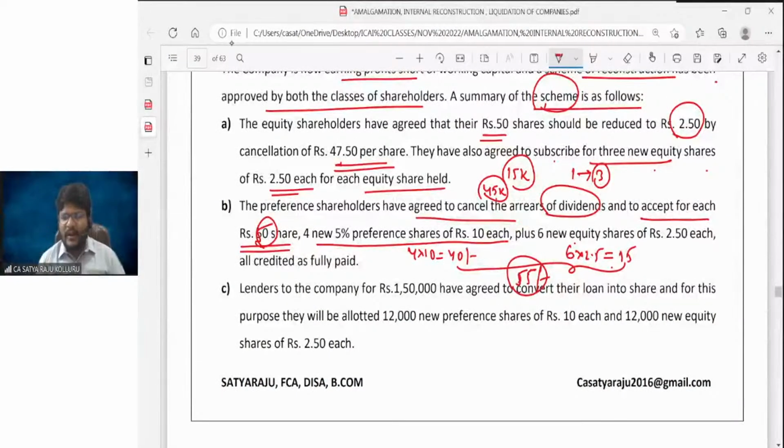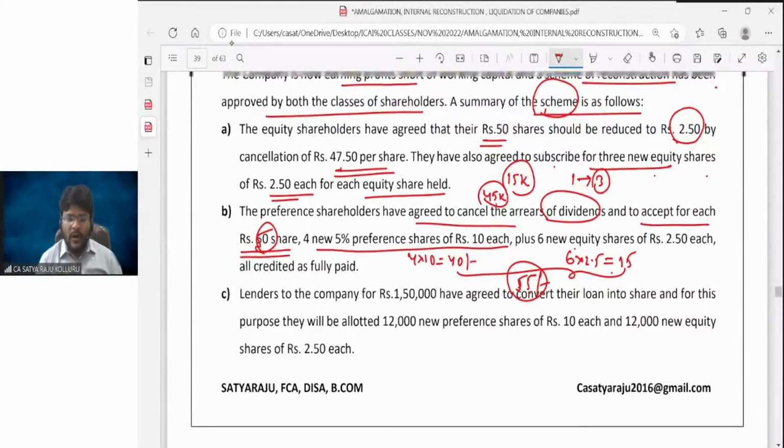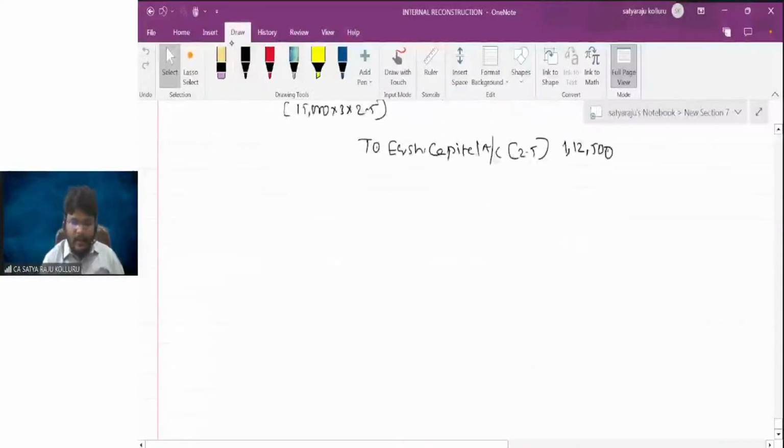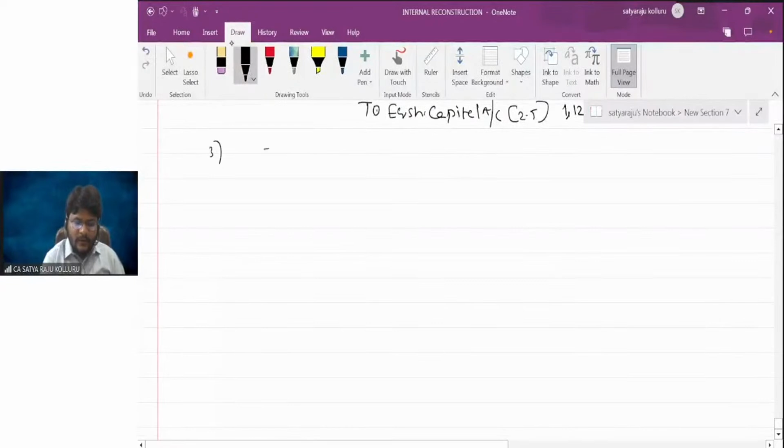Yes, in internal reconstruction, anything might happen. The preference shareholders may not be convinced, because they are ready to lose their dividends. They are ready to lose almost 5 years of dividend. That's why they are expecting 5 rupees more over their existing face value, over their existing paid up capital. Now, how to handle this situation, sir? Cancel the existing 7% preference share capital.